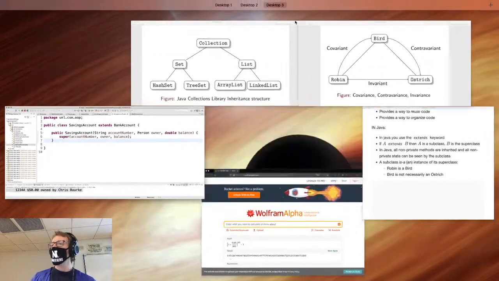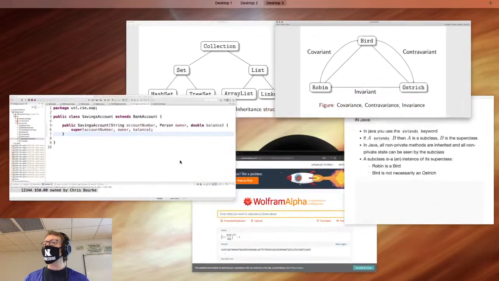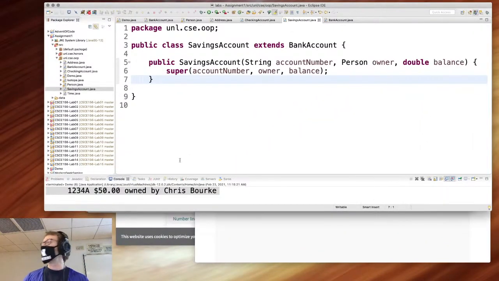But now, why do we do this? Well, if all the subclasses are the same, then there's no reason to subclass. If a robin and an ostrich had no distinction between them at all, then why even do this? But they do have distinction. They move differently. They taste differently, right? So, what is our distinction over here in a bank account?